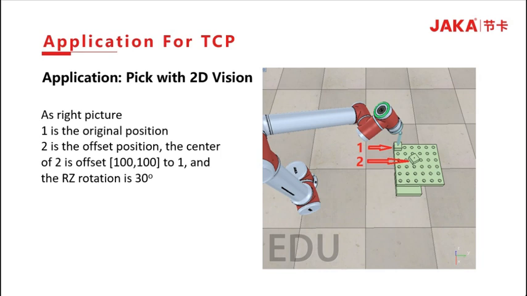Application: pick up with a 2D vision. The first one is the original position of the product. The second one is the position moved. The second position is offset 100 mm each in X and Y direction from the first position, and the RZ rotation is 30 degrees.